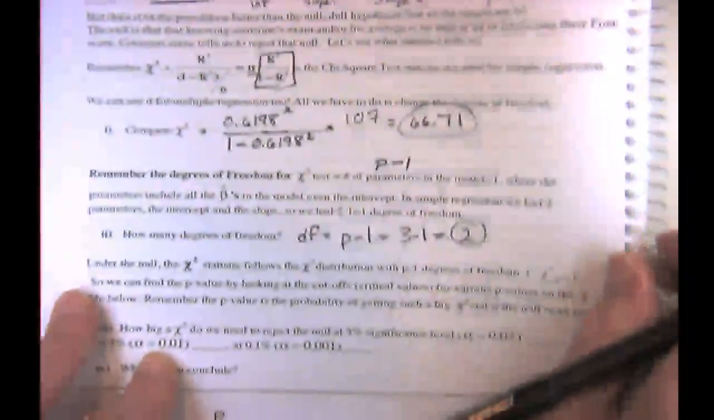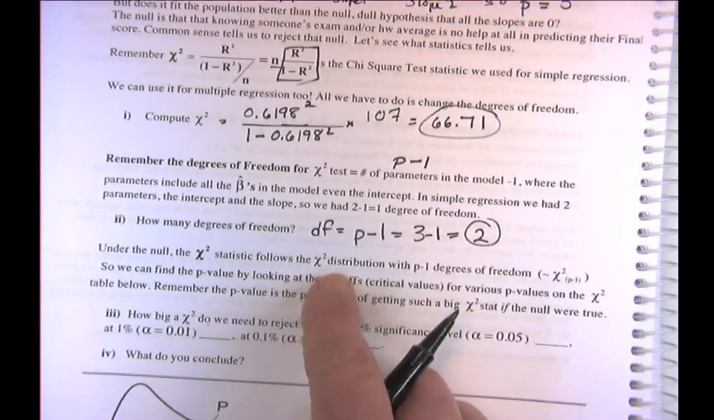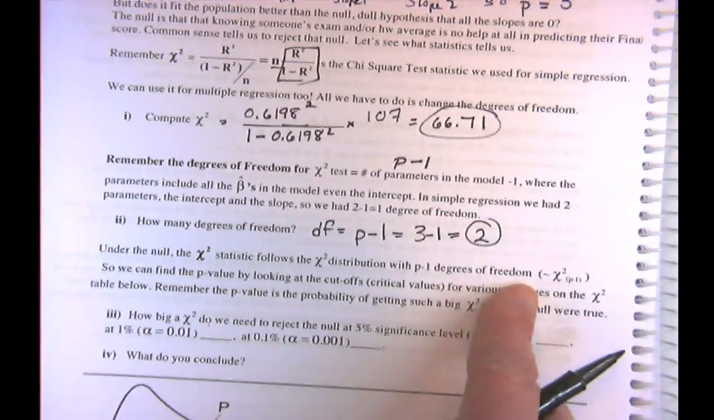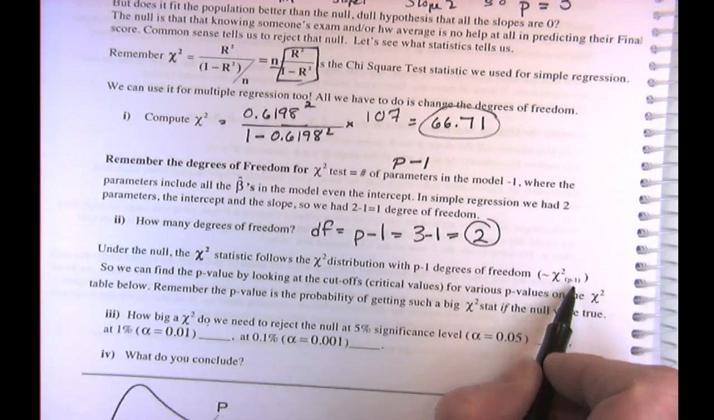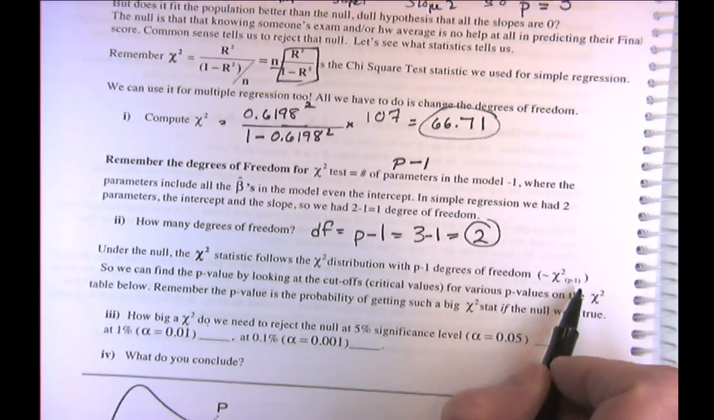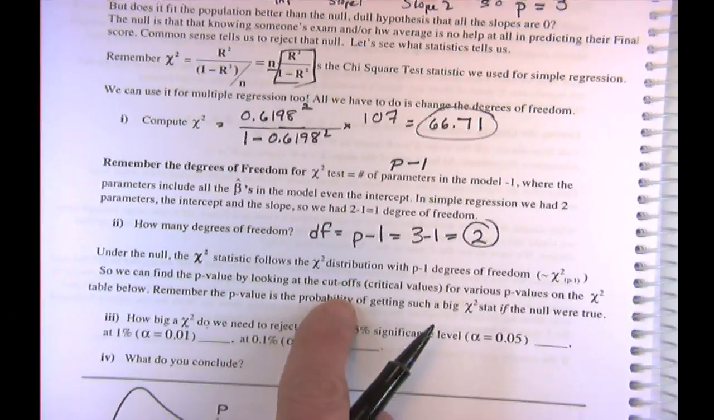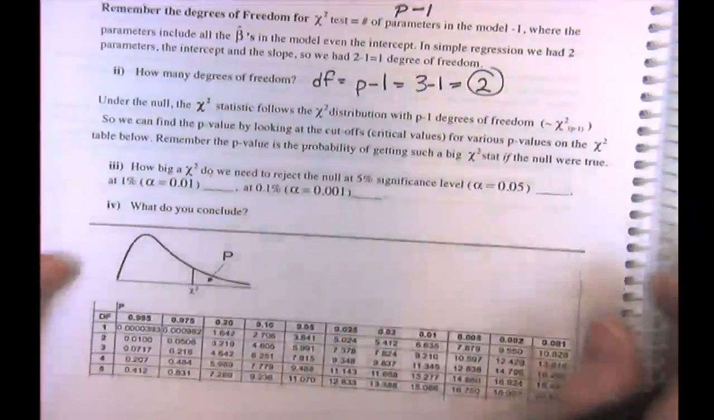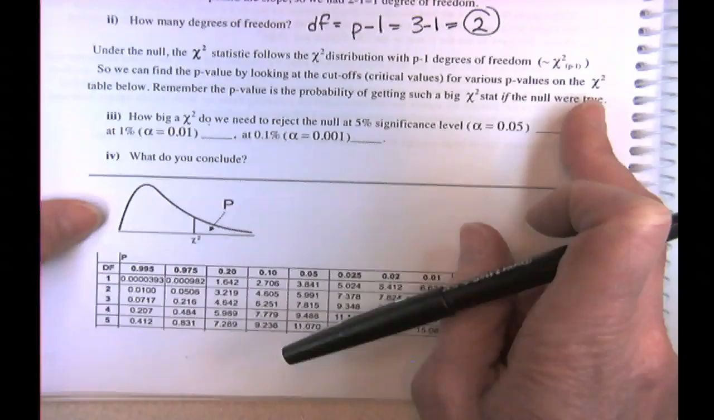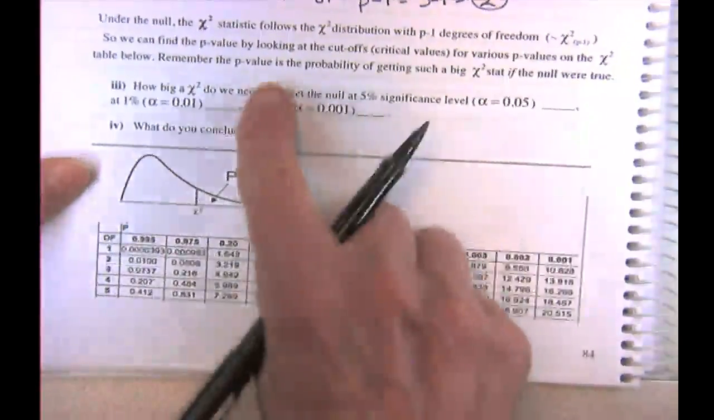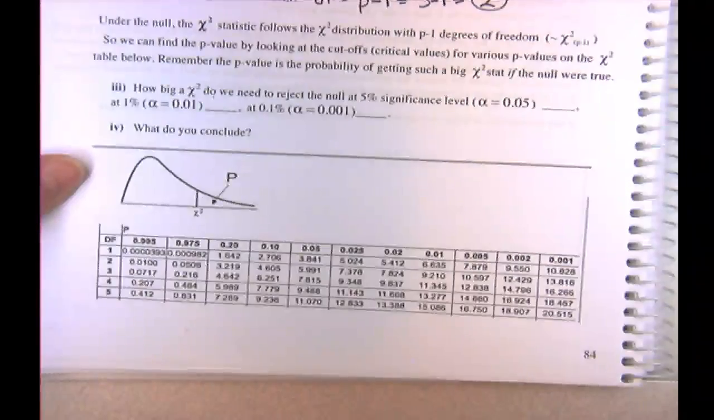All right, now under the null, if the null is true, the chi-square statistic follows what's called a chi-square distribution with p minus 1 degrees of freedom. You can write it like that. That little squiggle means distributed as a chi-square, and you put the degrees of freedom down as a subscript. So we can find the p-value by looking at the cutoffs, if you have a chart, like here, looking at the critical values for various p-values on the chi-square table. Remember, the p-value is the probability of getting such a big chi-square if the null was true.